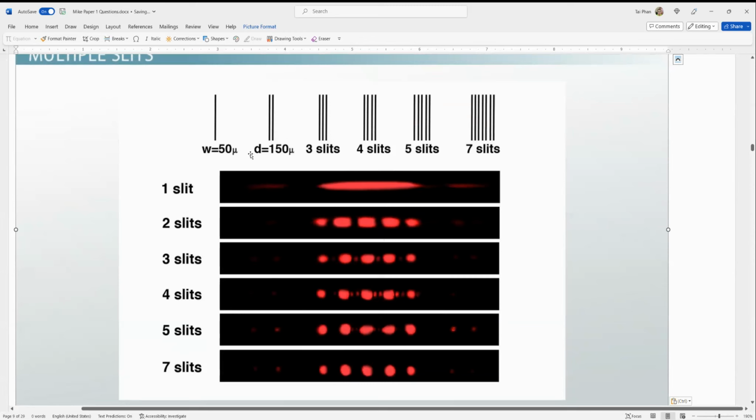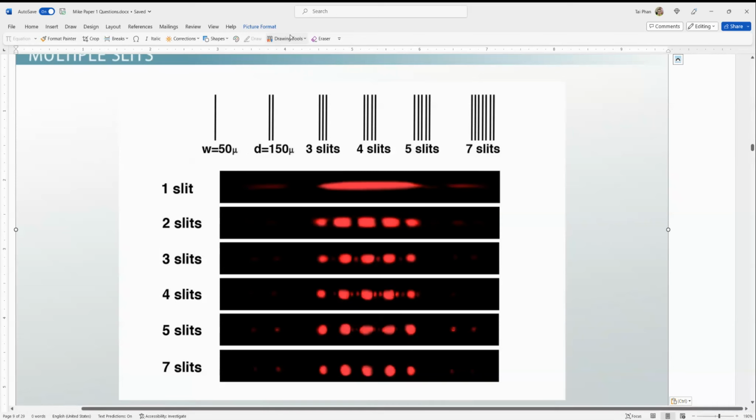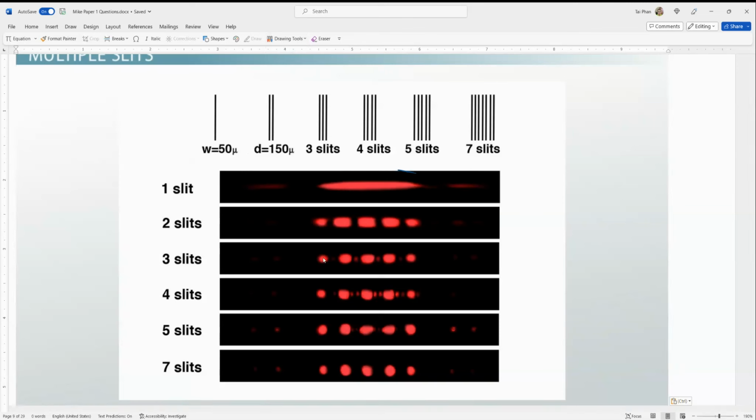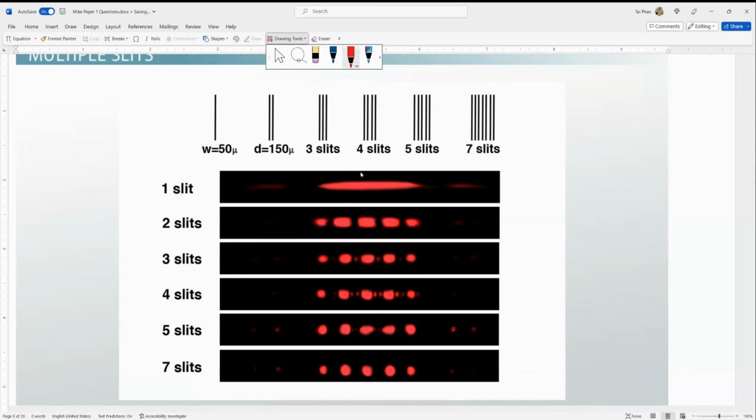The slit width is 50 micrometer. With one slit, we have a wider pattern like this. I mean, wider width of a maximum in the middle here, single slit. And the separation here between the maxima is like this. And for the double slit, we have this pattern with a much shorter separation.